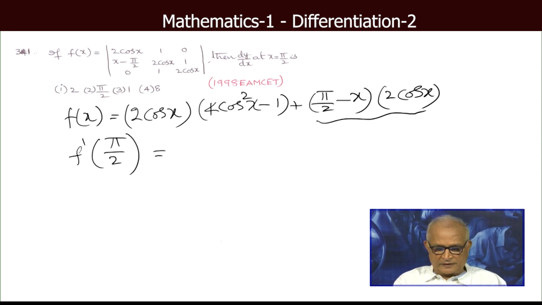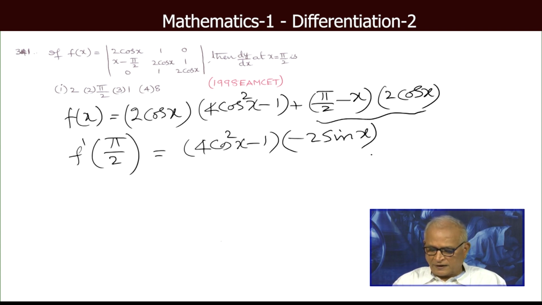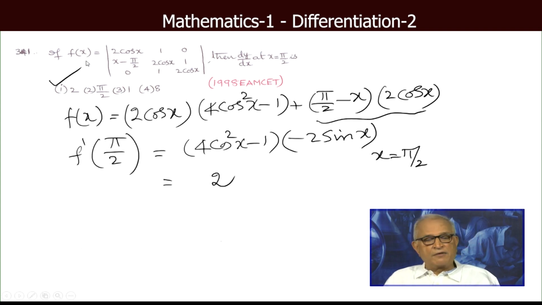Well, this will be 0. Okay? This will be 0. And therefore, 2 cos x times the derivative of this need not be written. So, 4 cos square x minus 1 into the derivative of 2 cos x, minus 2 sin x, at x equal to pi by 2. When x equal to pi by 2, this is 0. So, this is plus 2. That is the answer.